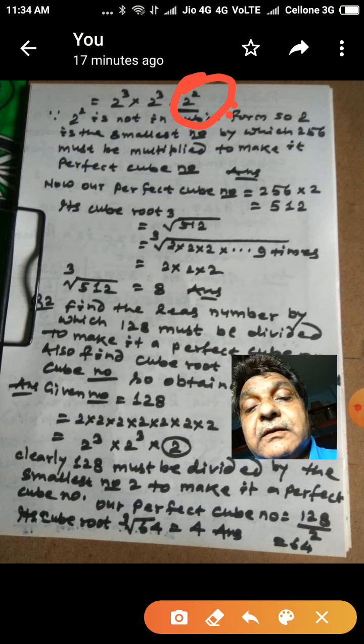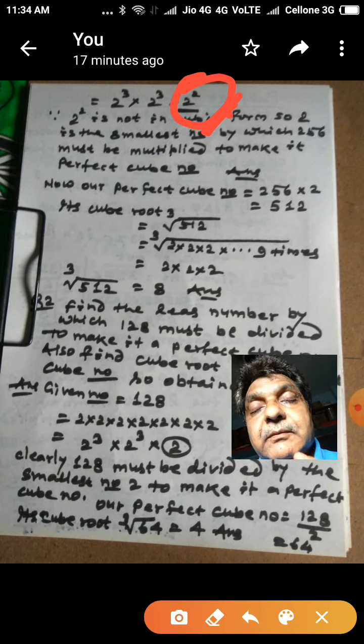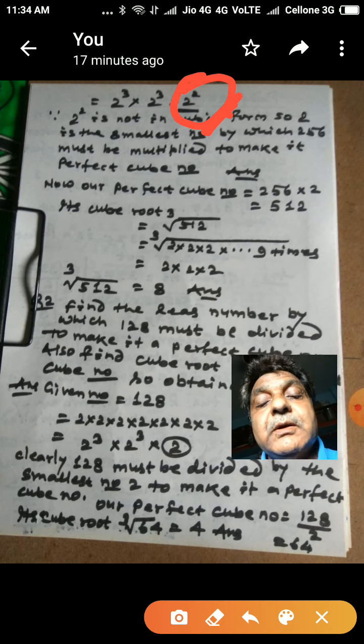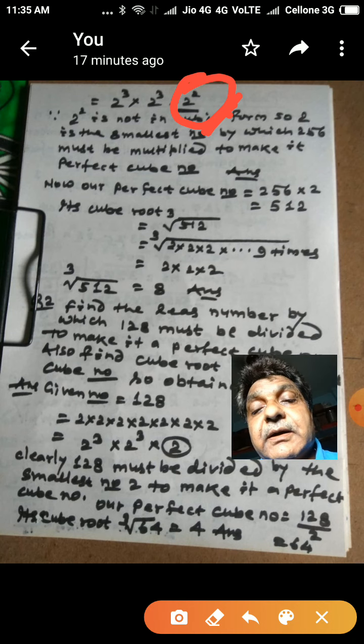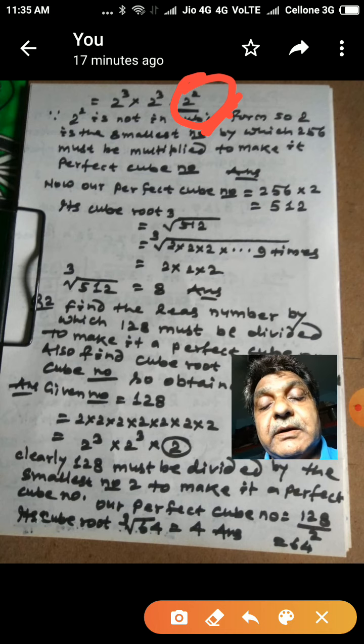Now you see this 2 power should be in 3 power, so it needs one more 2. So it means we should multiply the given number by the smallest number 2 to make it a perfect cube. So in this way we get the answer that the smallest number or least number is 2, by which we will multiply 256 to get a perfect cube number. So this is the answer of the first part.